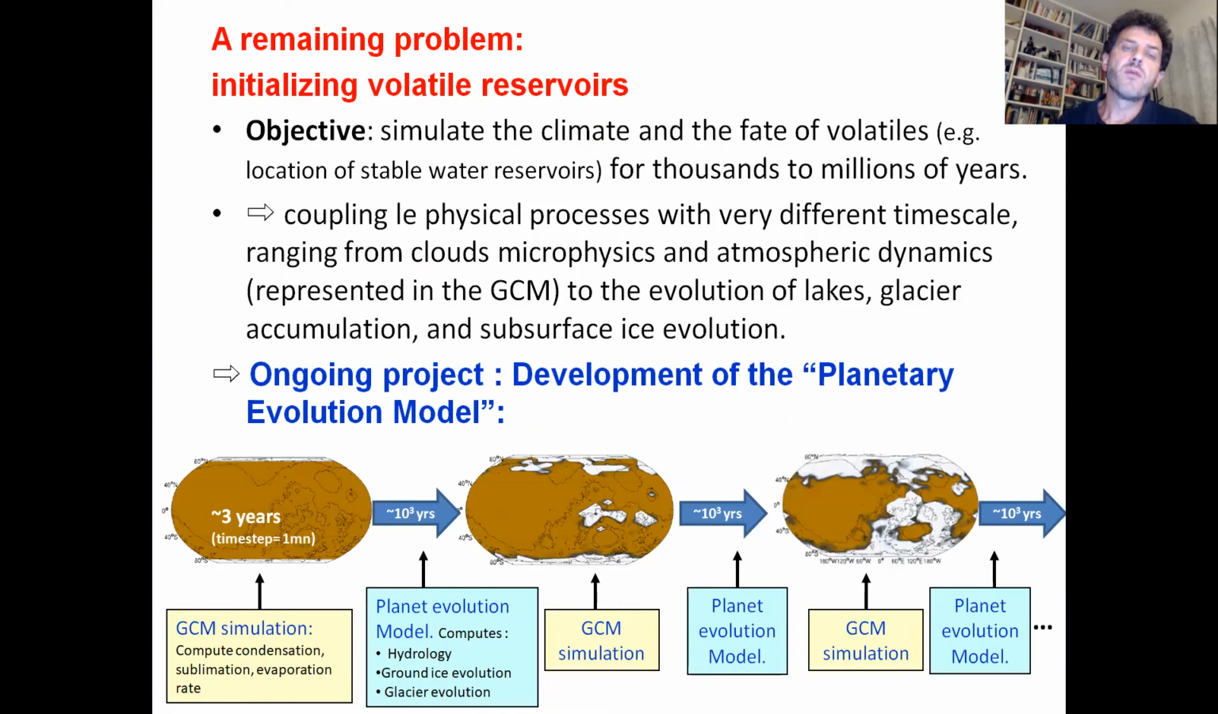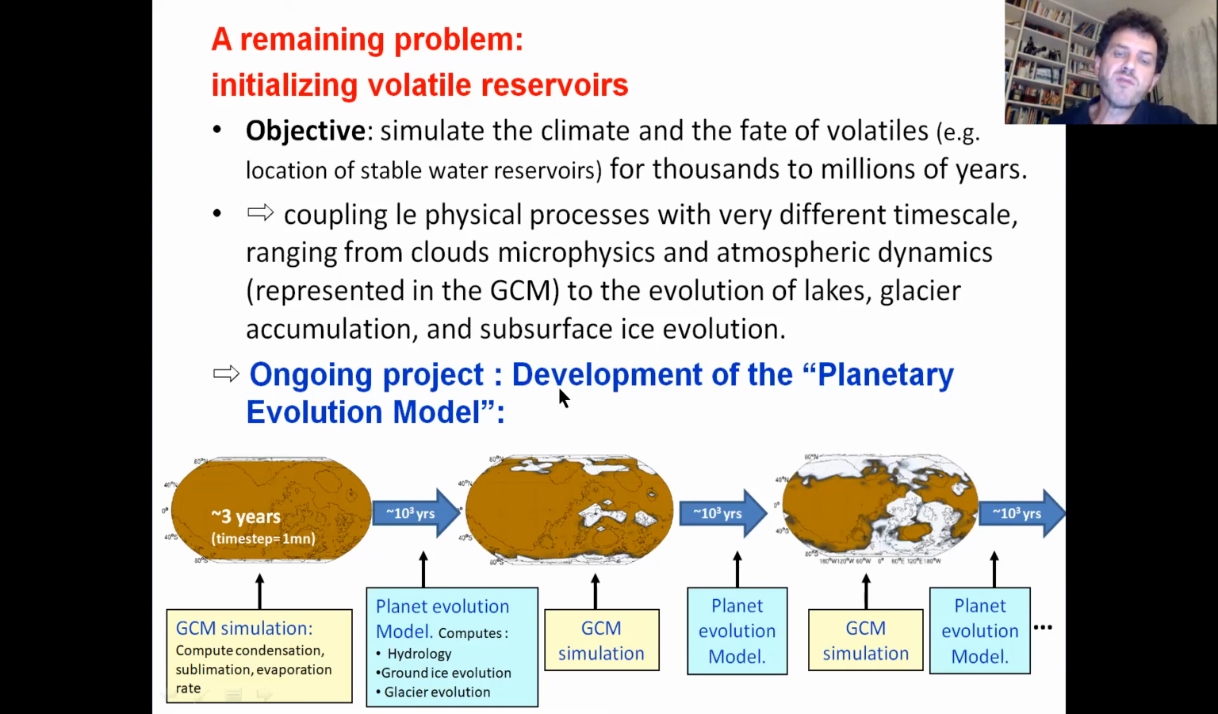Okay, I'm almost done, but I want to say that there is a remaining problem when you want to simulate a planet. It's a problem that we are working on. If you want to simulate a planet on which you have glaciers, lakes, seas, not a global ocean, then you have to decide where to put them. That's not easy because the fate of volatiles, where they will stabilize, usually in cold traps, on the night side, near the poles, or in a low altitude reservoir, is not easy to know. Sometimes it takes thousands or millions of years for the actual water reservoir or any other volatile to stabilize at its location. And the GCM cannot do that.